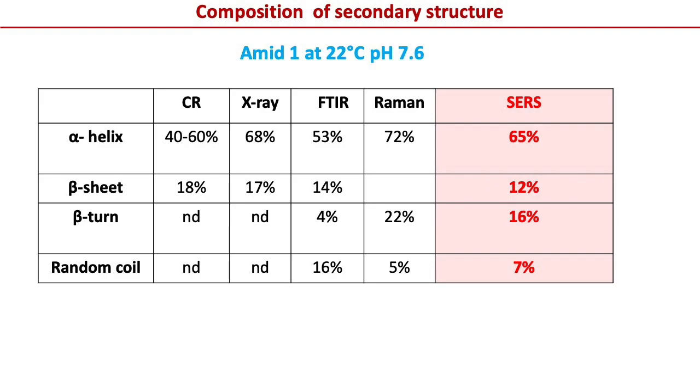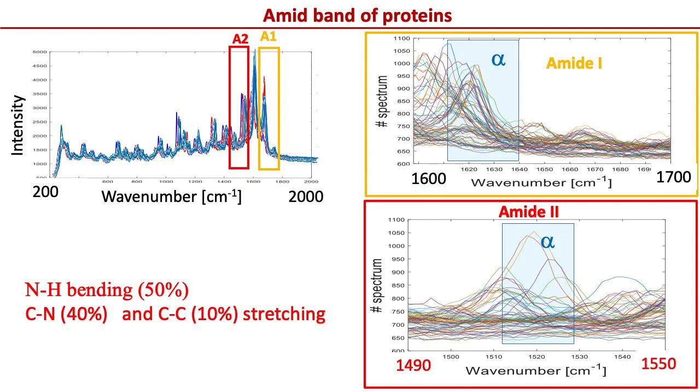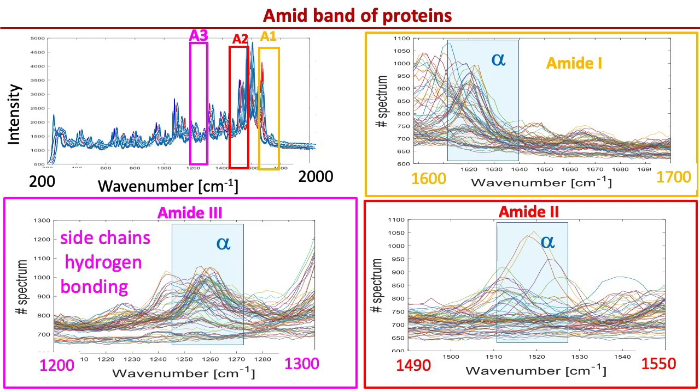Typically, beta turn or random coil type conformations have only been determined before by Fourier transform infrared spectroscopy. This method could be applied to two other spectral windows, named amide 2 and amide 3. Amide 2 derives mainly from in-plane NH bending, around half of its potential energy. The rest of the potential energy arises from the CN, about 30%, and the CC, about 10%, stretching vibrations. Amide 3 bands are more complex as they depend on the details of side chain and hydrogen bonding. Therefore, these bands are usually less used for the extraction of structural information.